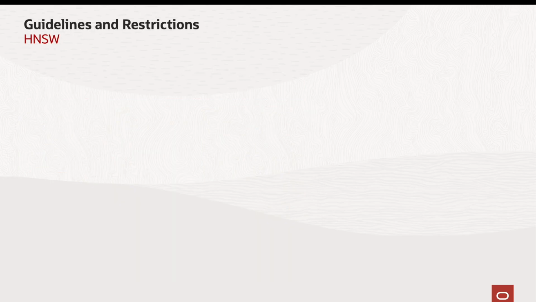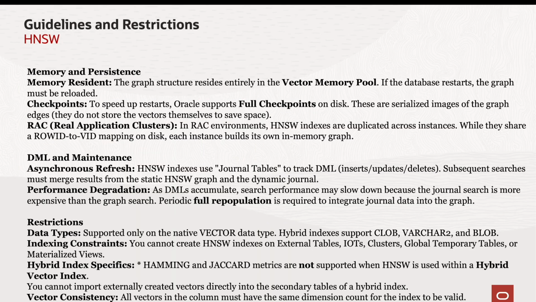There are a few important operational points to understand with HNSW. First, memory and persistence. The HNSW graph lives entirely within the vector memory pool. If the database restarts, the graph must be rebuilt in memory. To reduce restart time, Oracle supports full checkpoints on disk, which stores the graph edges, but not the vectors themselves. In RAC, each instance maintains its own in-memory HNSW graph. The instances share a row ID to vid mapping on disk, but the graph itself is duplicated per instance.